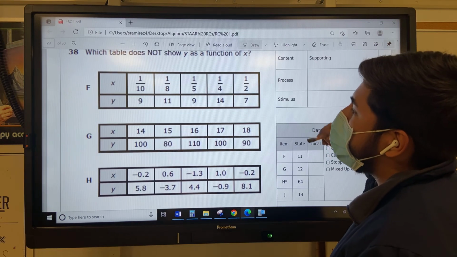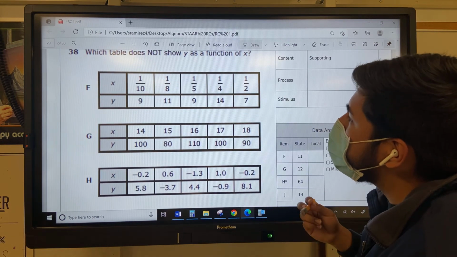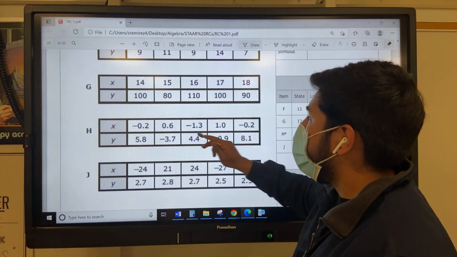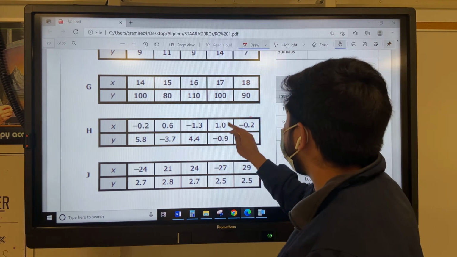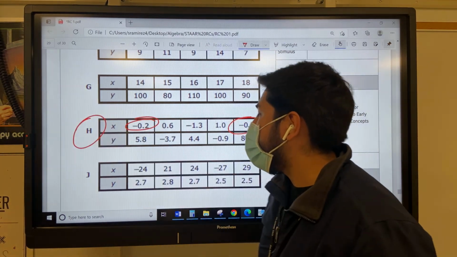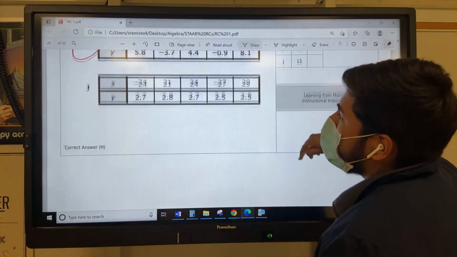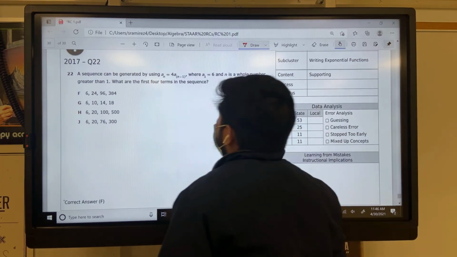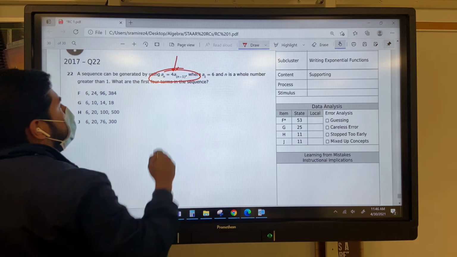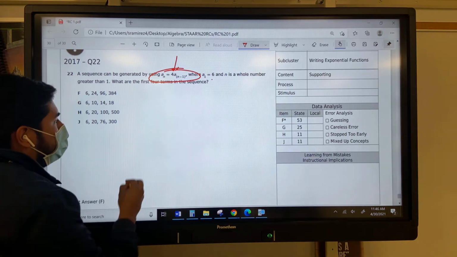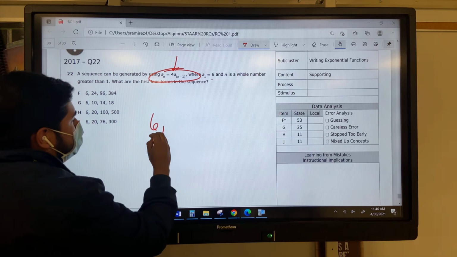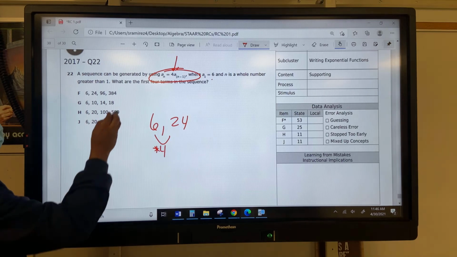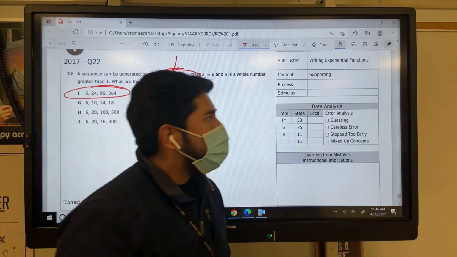Which one does not show a function? So they're all functions. Nothing's repeating, looks good. There are 2 x's right here that are the same, 0.2, 0.2. That's not a function. And the last one, if you didn't learn it with Miss Wajita already, that 4 is telling me to multiply one at a time. So I start with 6. I multiply 6 times 4, 24. Is there a 24 around here? Boom. I think that's it, ladies and gentlemen.